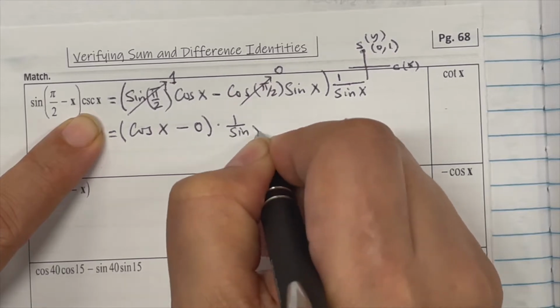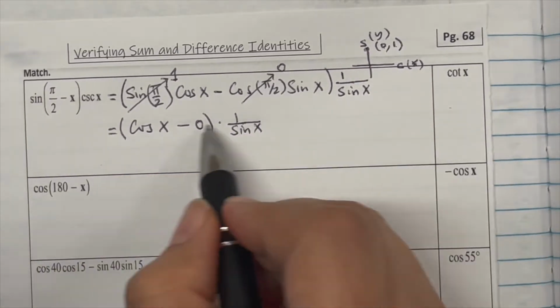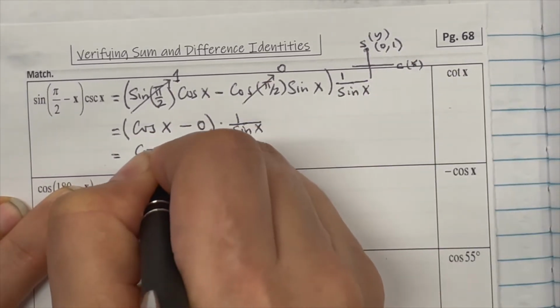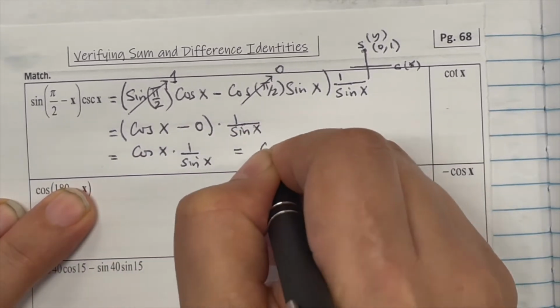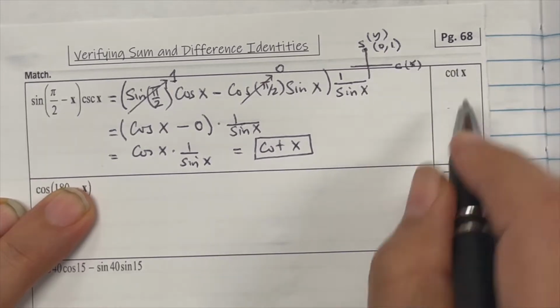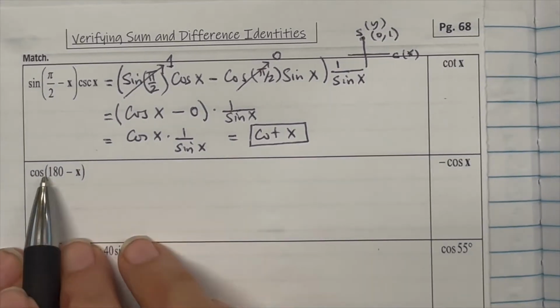This is a listening check. Color in the word match. Cosine x minus 0 is just cosine x times 1 over sine x. And what do we know cosine over sine is? Cot. So we verified that it is equal to cot x.